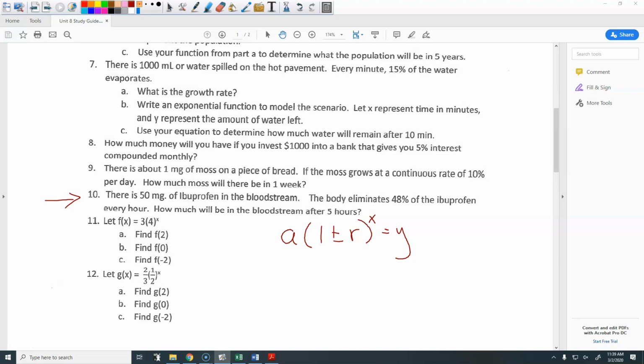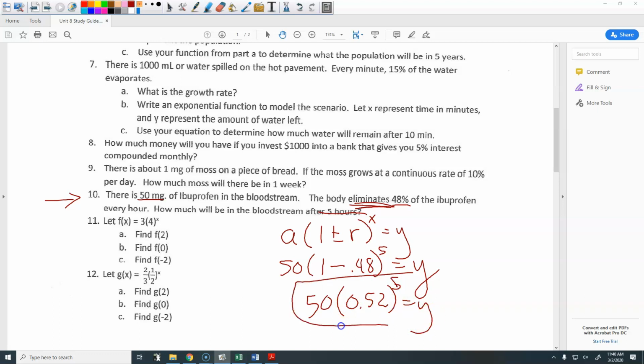And our starting amount is 50. The body is eliminating the ibuprofen, so we're losing 48%. And then this is after 5 hours. And so what we're left with here would be 0.52 to the 5th power is y.